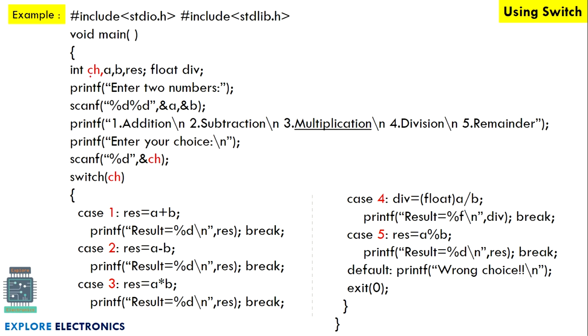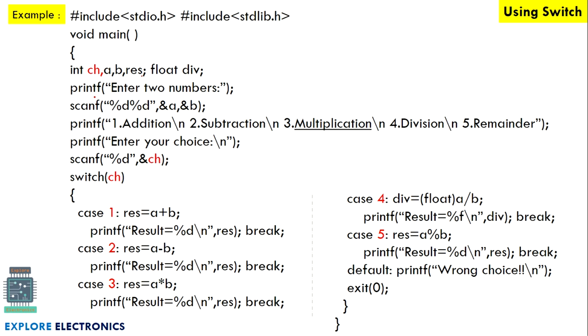Let us declare a few variables which are required for this. We have int type variables: ch, to take the choice; a and b, to take the values; and res, that is result, to store the result of the arithmetic operation. We also have div to store floating point values. As we know, when we divide some numbers, it can be a floating point value. We cannot say it is always an integer. That's why we are declaring the div variable as float.